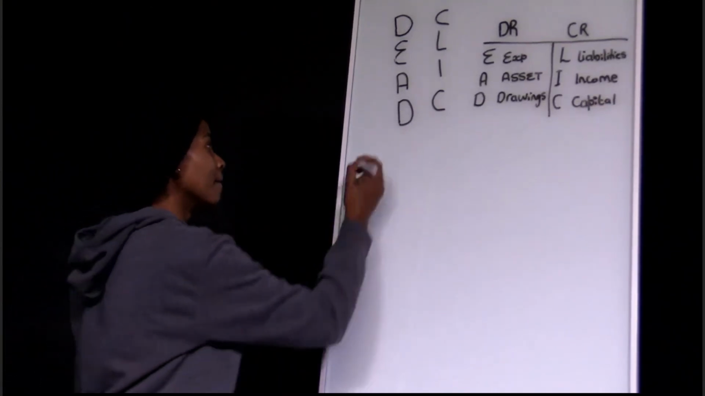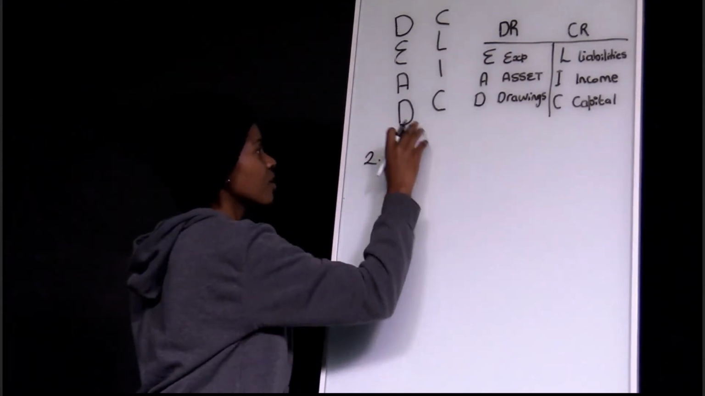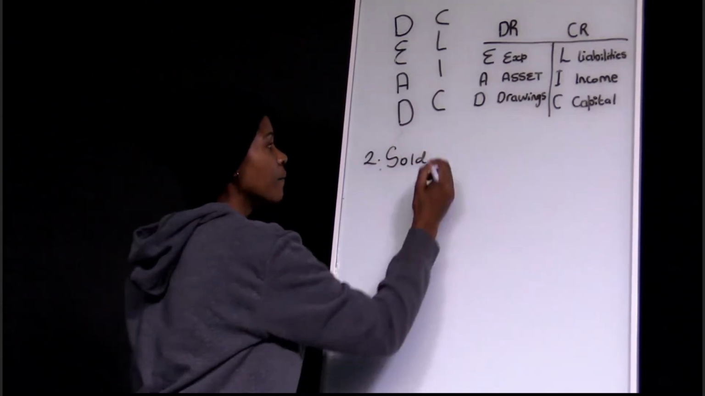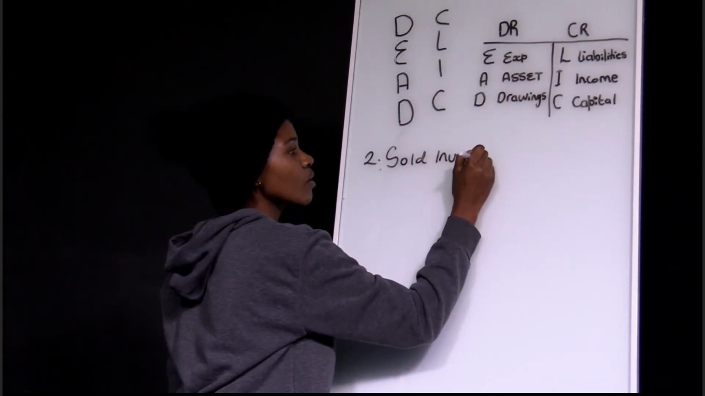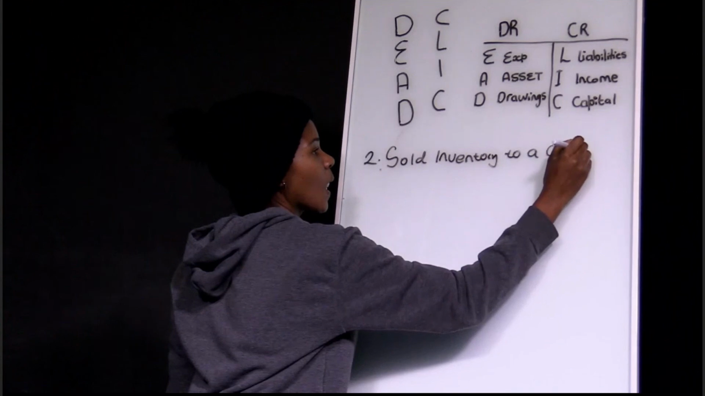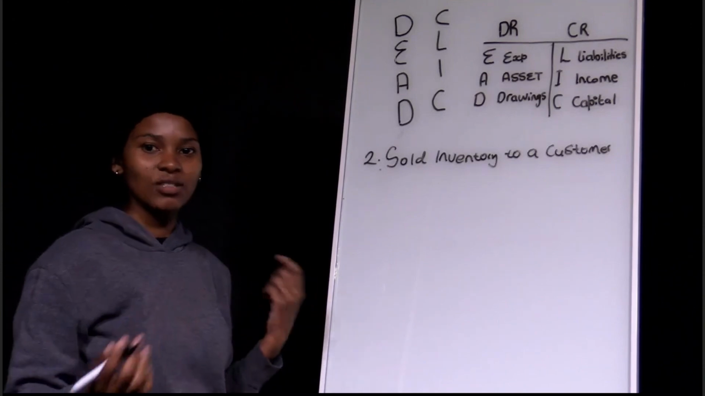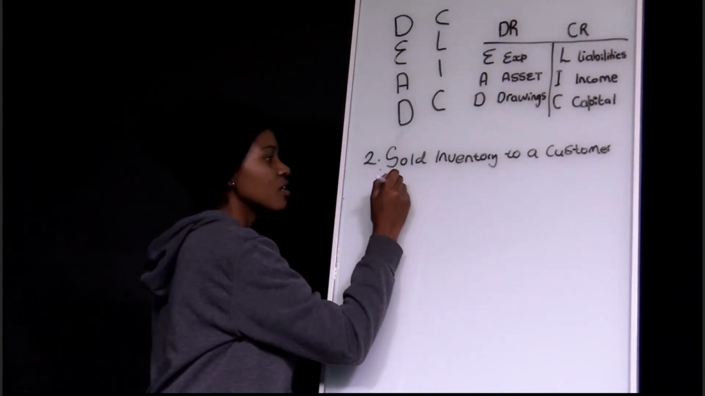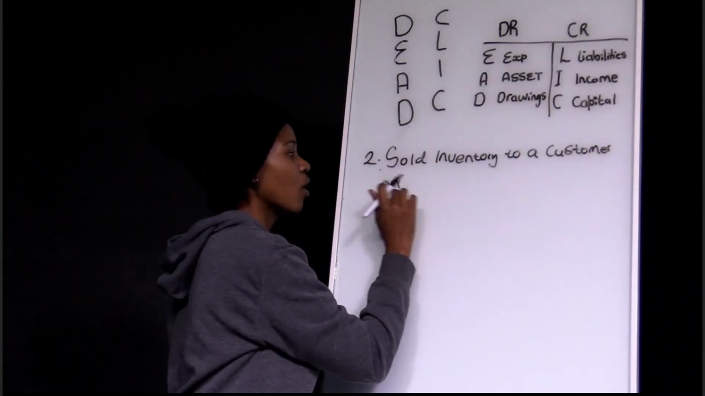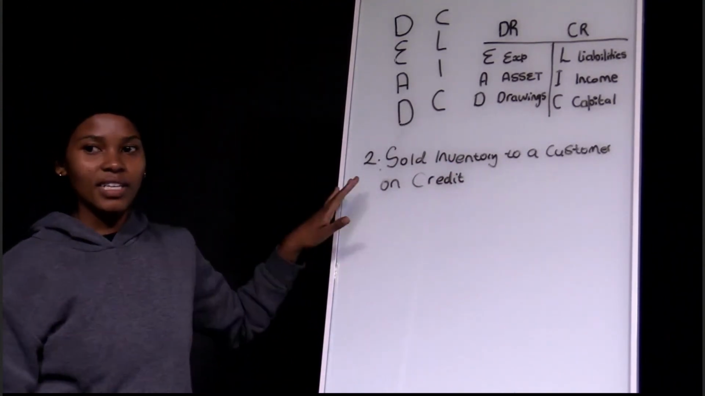So let's say for this example, we'll say, I'm just going to say, sold inventory to a customer. Sold inventory to a customer on credit or cash. Let me just use on credit because cash is easy. You just debit bank because obviously you're selling. So on credit, right?